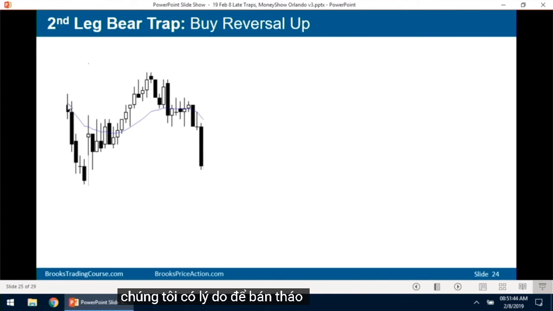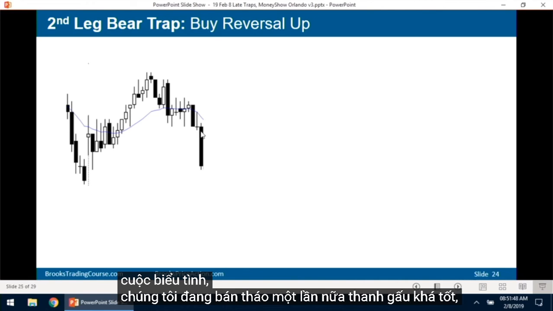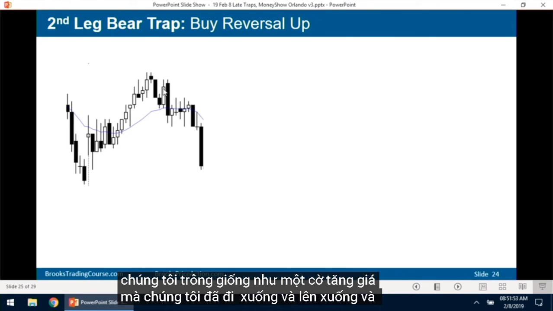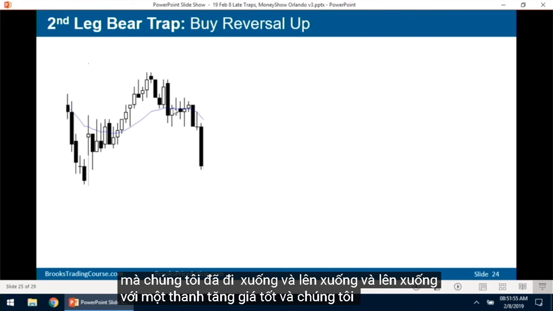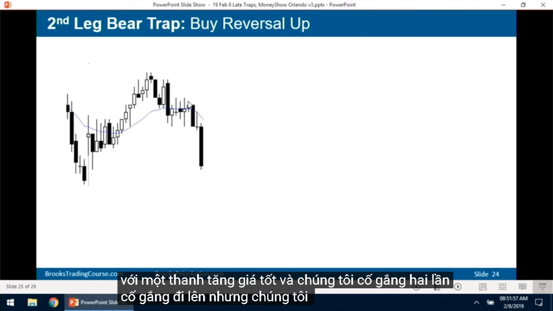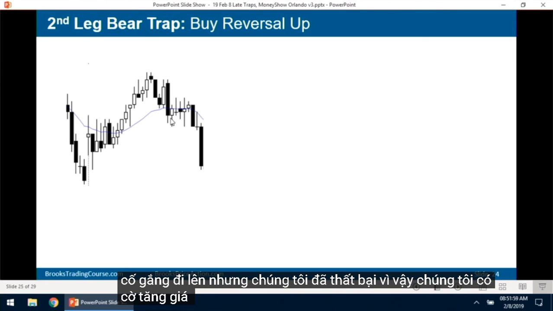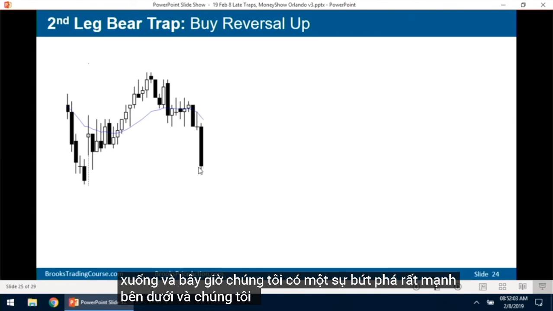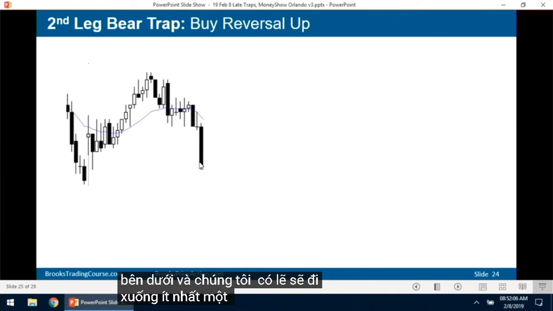We have a sell-off. We have a rally. We're selling off again. Pretty good bear bar. It looks like a wedge bull flag. We went down and up, down and up, down with a decent bull bar, and we twice tried to go up, but we failed. So we have a wedge bull flag, which is the first leg down, and now we have a very strong breakout below. We're probably going down for at least a couple legs.